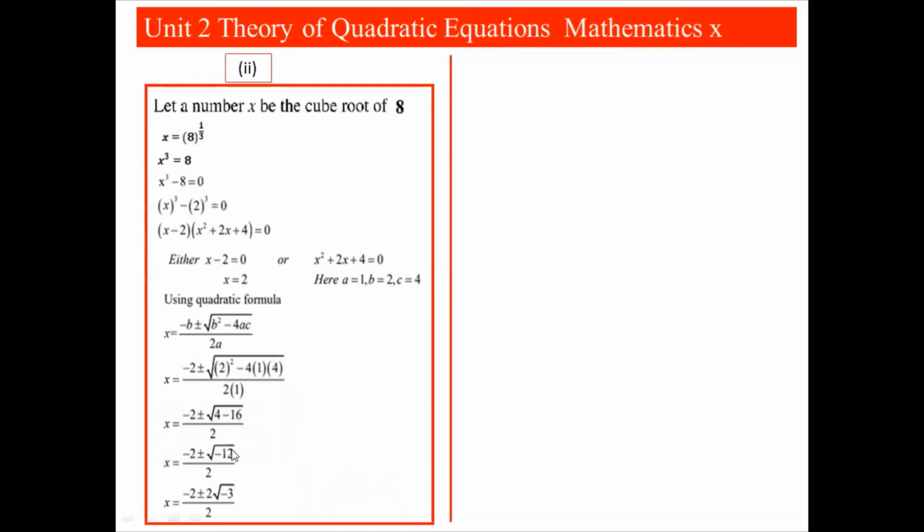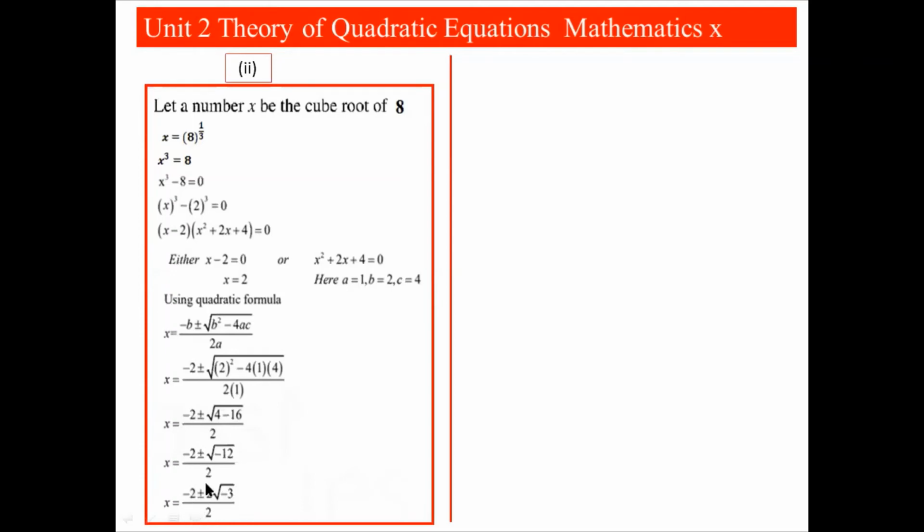Now 4 minus 16 is minus 12. So minus 12 can be written as 4 times 3, and 4 can be written as 2 square, so 2 can be taken outside the square root. So we have inside minus 3. x is equal to minus 2 plus minus 2 square root of minus 3 whole divided by 2.